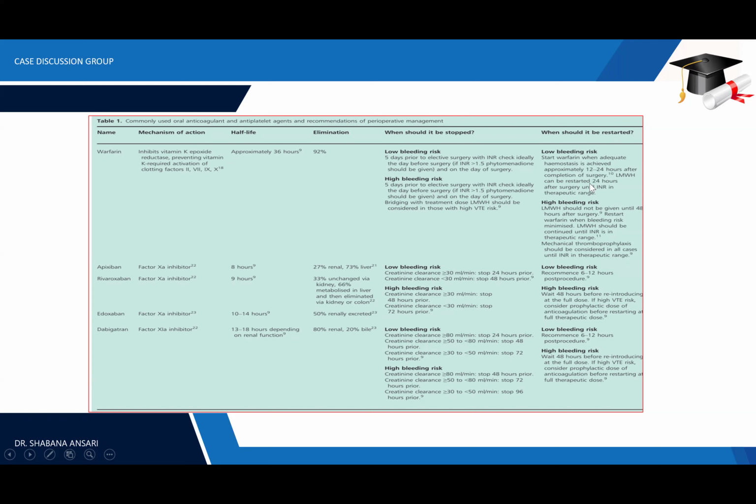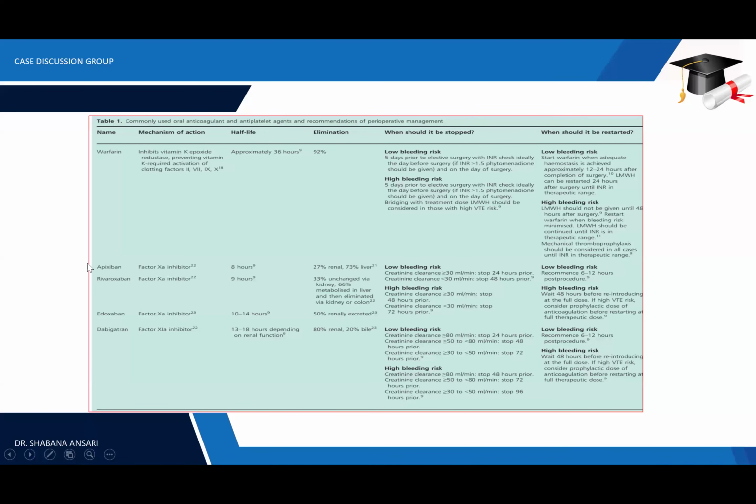Low molecular weight heparin can be restarted 24 hours after surgery until INR is in the therapeutic range. But for the high bleeding risk, what they have mentioned, for the low molecular weight heparin, we will wait at least 48 hours after the surgery. And for warfarin, they have mentioned restart when the bleeding risk is minimized. And at all times, we have to check the INR. And for high bleeding risk, we also have to talk about the mechanical thromboprophylaxis.